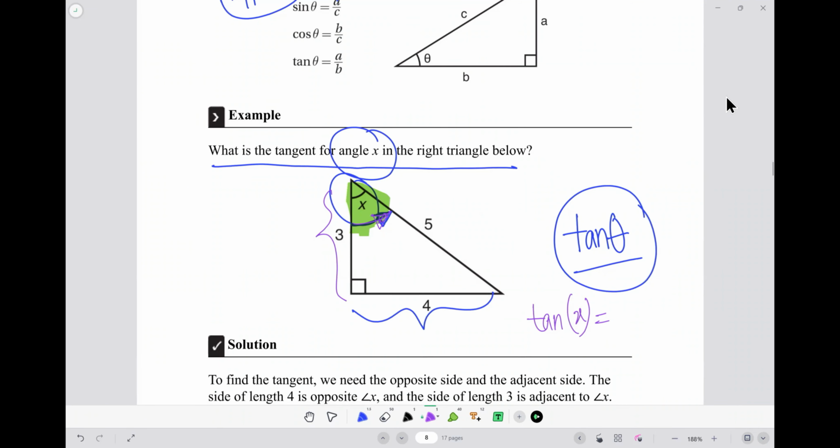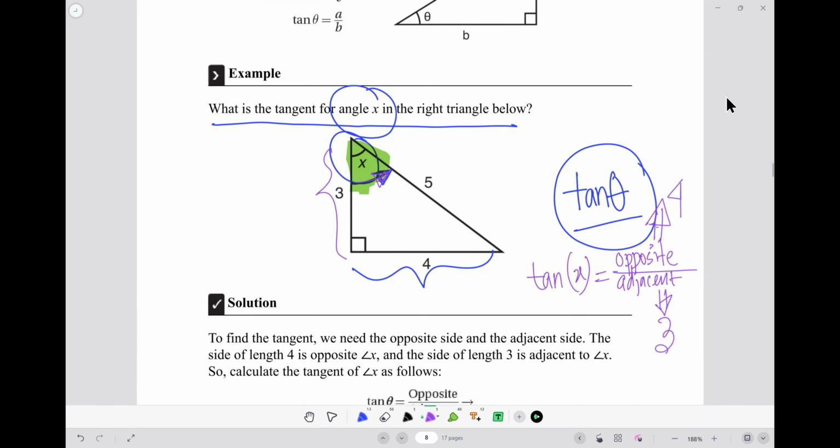So for this angle, the opposite side is 4, and the adjacent side is equal to 3. So the tan function, the tan of x becomes 4 divided by 3.